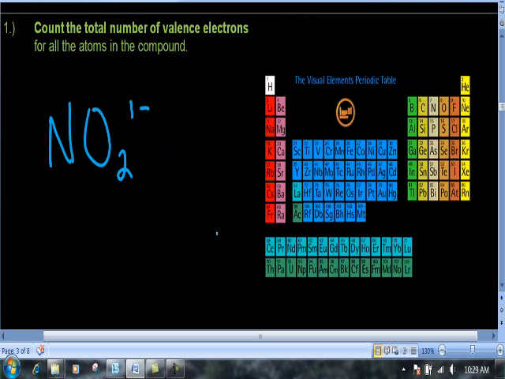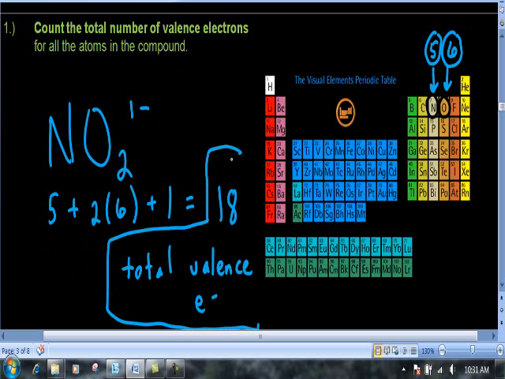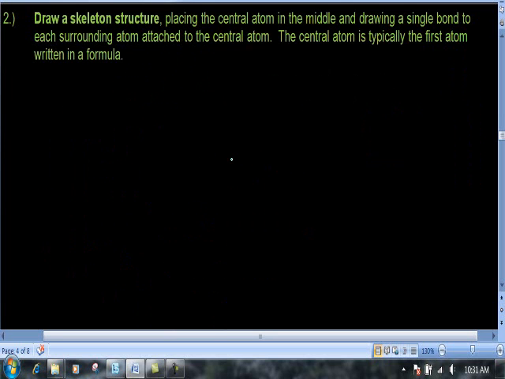Let's do another example with the NO2 1- polyatomic ion. You can find nitrogen and oxygen on the periodic table. The periodic table will tell us that nitrogen has 5 valence electrons, oxygen has 6 valence electrons. Determining our total, we have the 5 for nitrogen plus 2 times 6 for our 2 oxygen atoms, and then we add on 1 extra electron. Since our polyatomic ion has a 1 negative charge, that means 1 extra electron has been added on to this structure to give it that negative 1 charge. Adding up, we find for NO2 1- we have 18 total valence electrons for our structure.